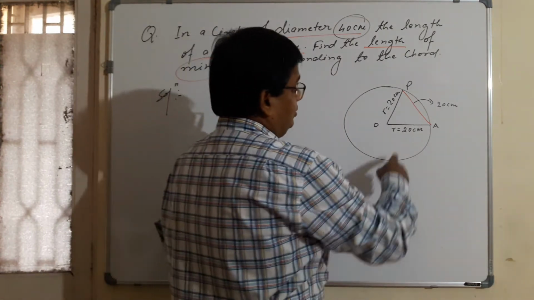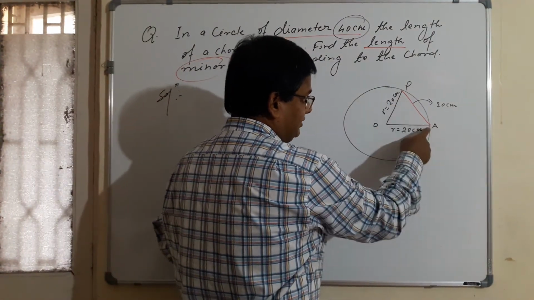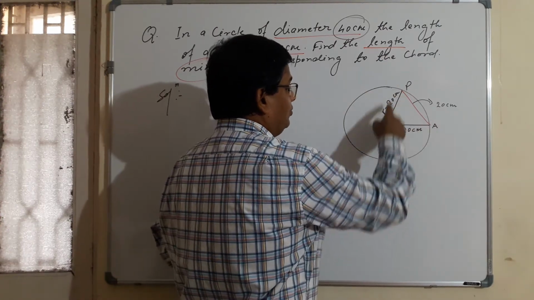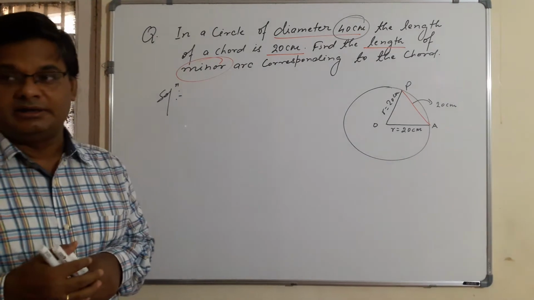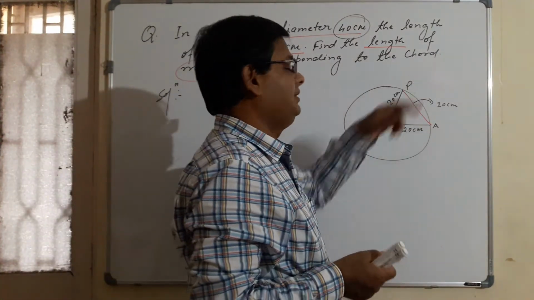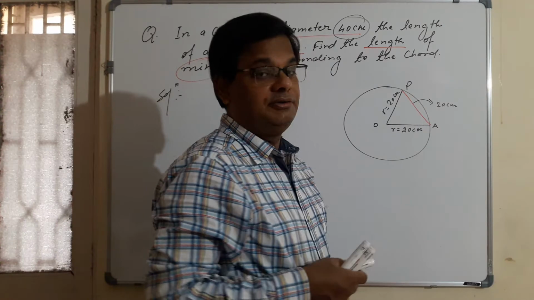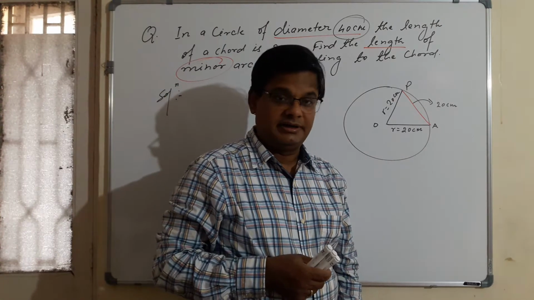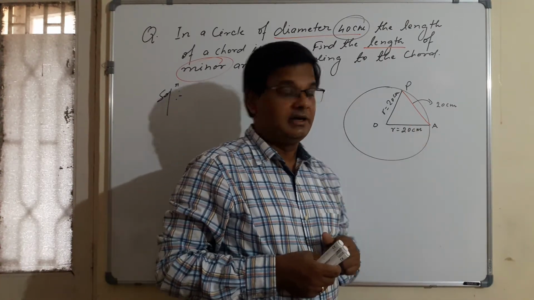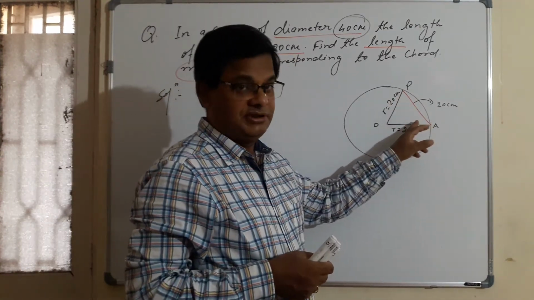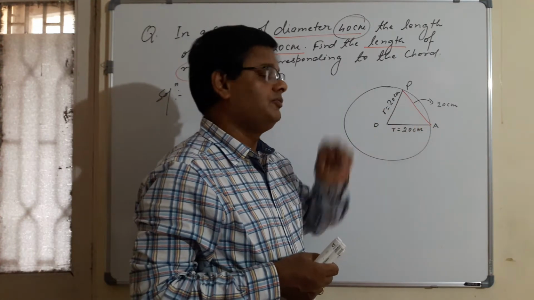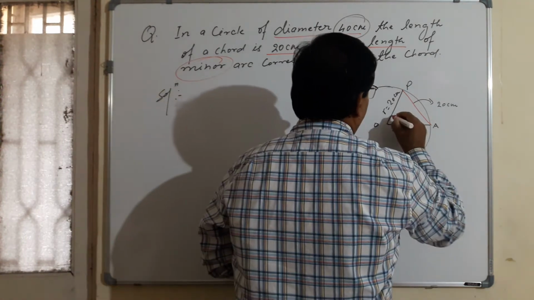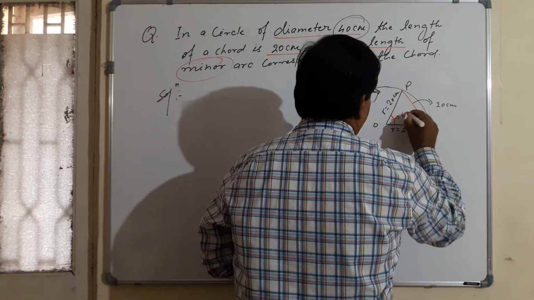Now see here, OA is 20 centimeter, PA is 20 centimeter, OP is 20 centimeter. It means OAP is an equilateral triangle, and we know that the sum of three angles of a triangle is 180 degree, and this is an equilateral triangle, so all angles will be 60 degree. So 60, 60, 60, 180. So this angle is equal to 60 degree.